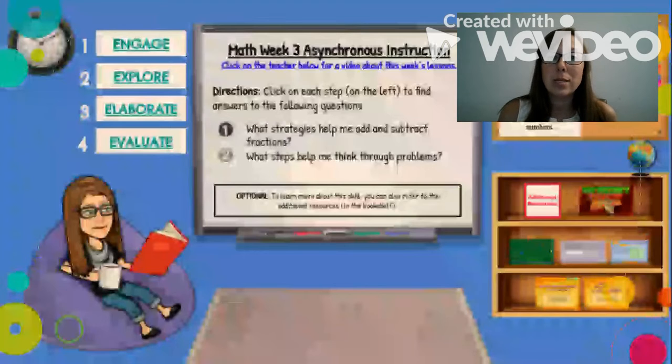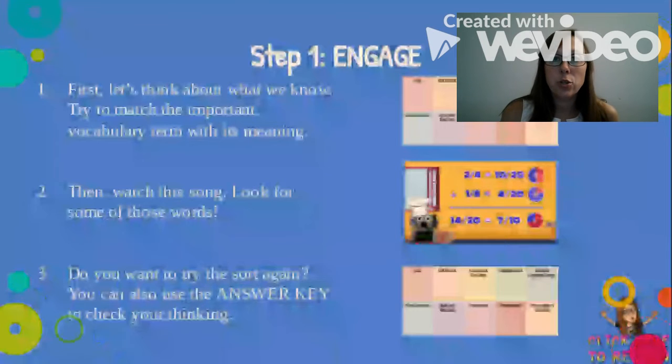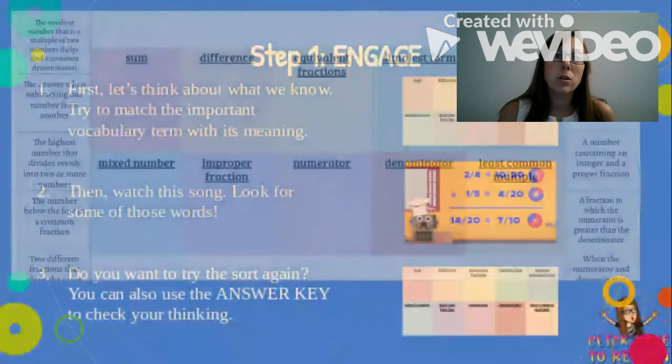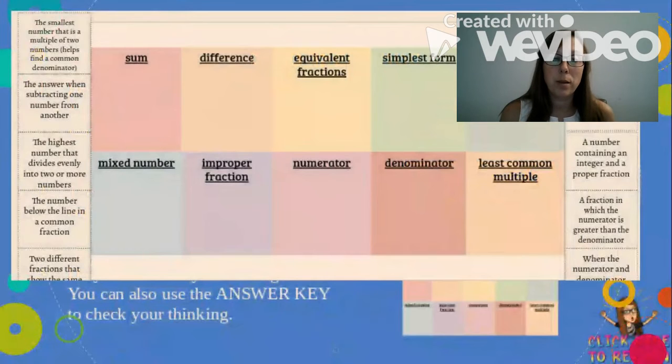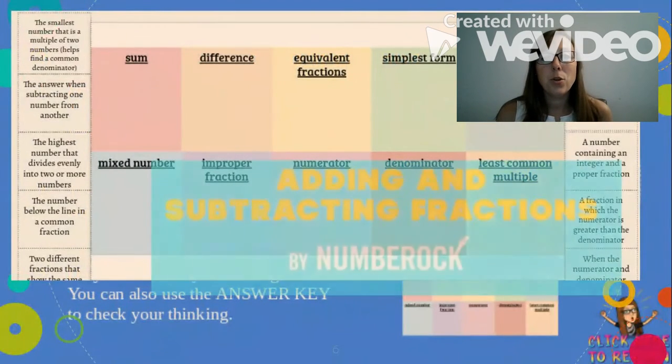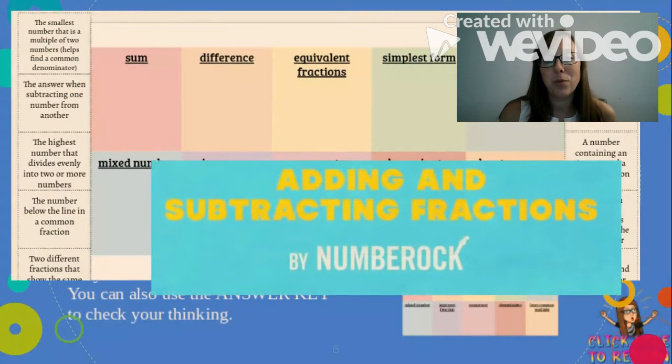Your lesson this week, again, is broken into 4 stages. The first step is going to be engage. You're going to think about what you know, looking at some terminology, matching the definition to the term. Then you're going to watch a video that reviews some of these words, and you can go back and change any of your answers if you want.